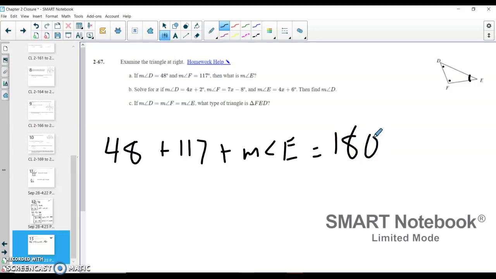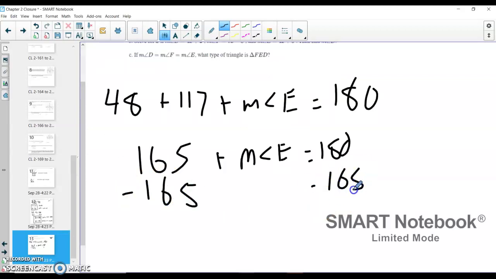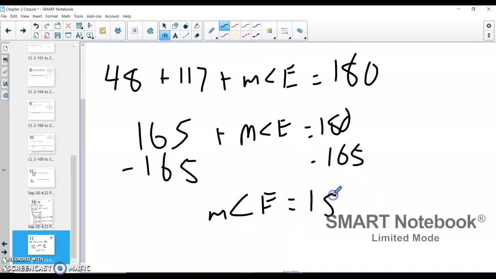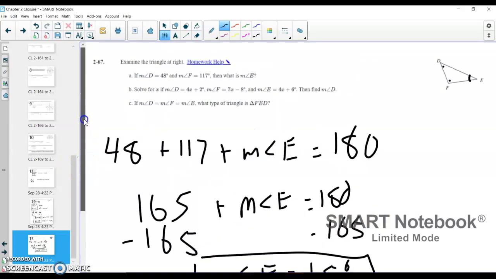All right, well, we can add these two together on the left side. 48 can combine with 117, and I believe that to be 165, if I'm not mistaken, plus the measure of angle E is equal to 180. Can subtract 165 on both sides, and then we can be left with the measure of angle E equaling 15 degrees. And that is my first one, just using the triangle sum theorem.